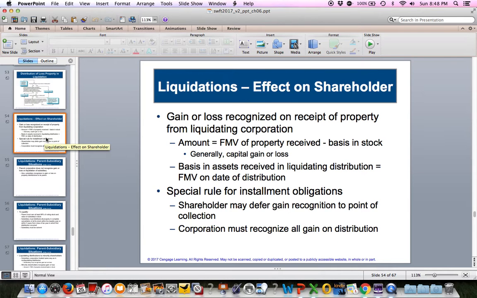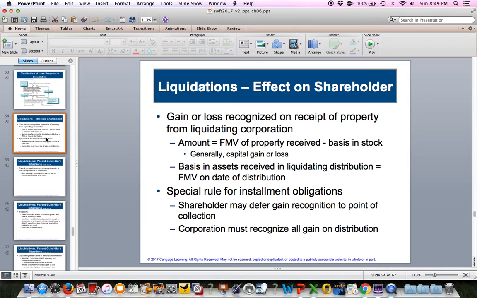So liquidations, the effect on the shareholder. Before, we talked about liquidations and the effect on the corporation. Now it's the effect on the shareholder. Page 21 is a good start to take a look at that. Gain or loss recognition on receipt of property from liquidated corporations. The amount equals the fair market value of property received minus the basis in the stock, generally capital gain or loss. Basis in an asset received in a liquidating distribution is the fair market value on the date of distribution.